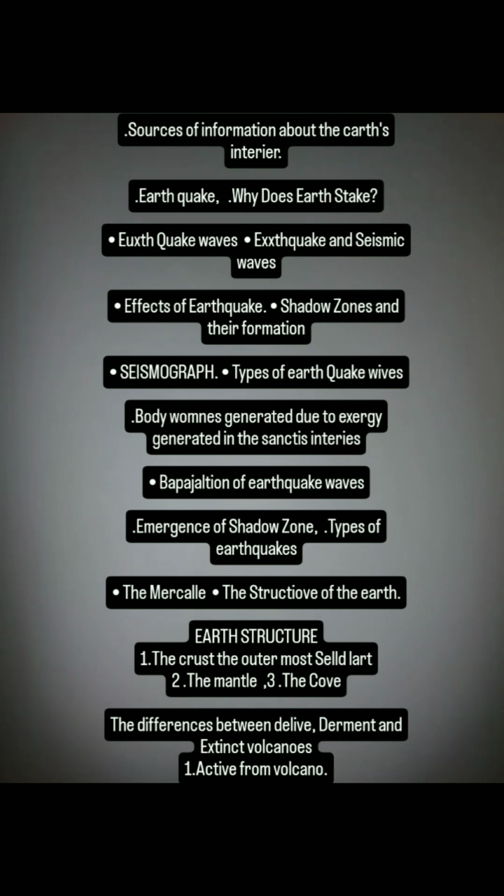Mantle. 1. Second layer from the top of the earth. 2. It extends from Mohorovičić discontinuity to a depth of 2,900 kilometers. 3. The upper portion of the mantle is called asthenosphere. Astheno is equal to weak. It extends up to 400 kilometers. 4. It is the source of magma. 5. Average density is 3.4 gram per centimeter cube.